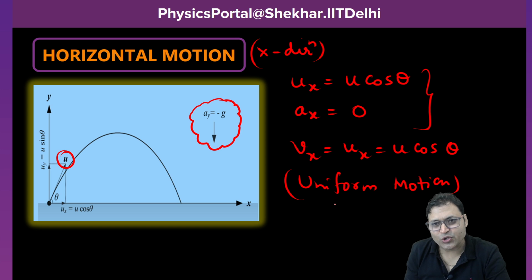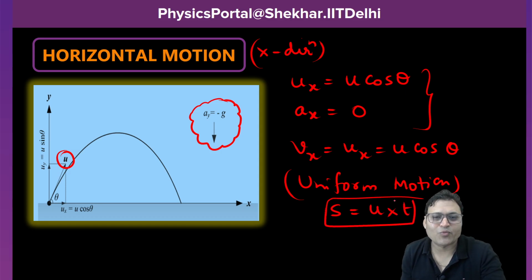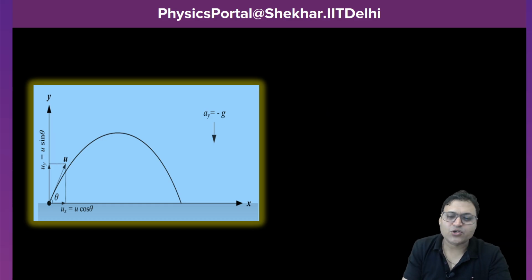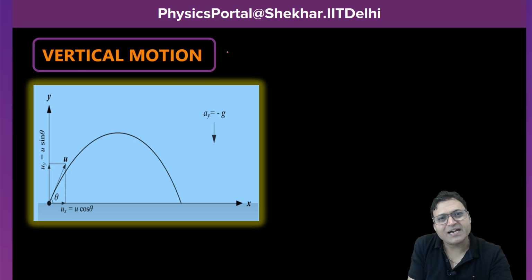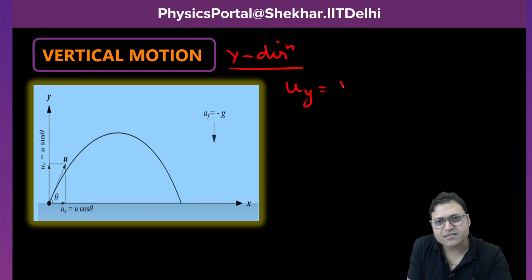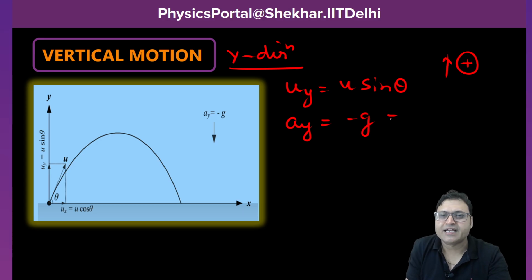We can use s is equal to u into t. This formula can be used. Now, if we resolve this motion in vertical direction, that is y direction, the initial velocity is u sine theta. Acceleration in y direction, upward direction is taken as, let us say, positive. So ay will be equal to minus g. It is constant.